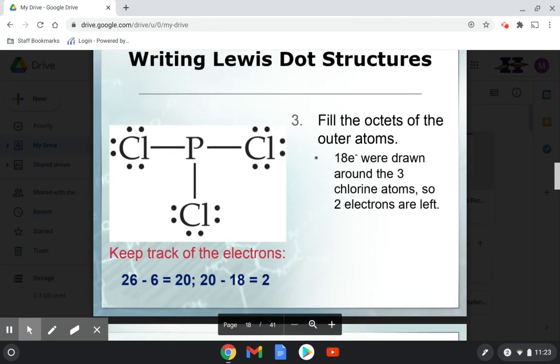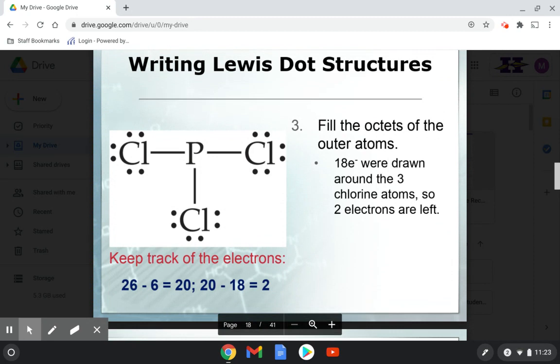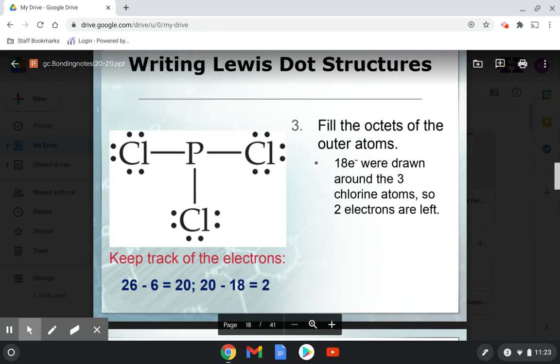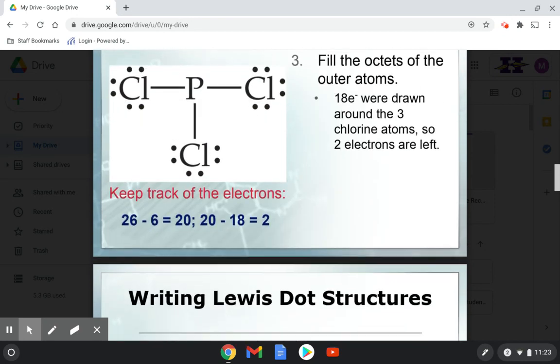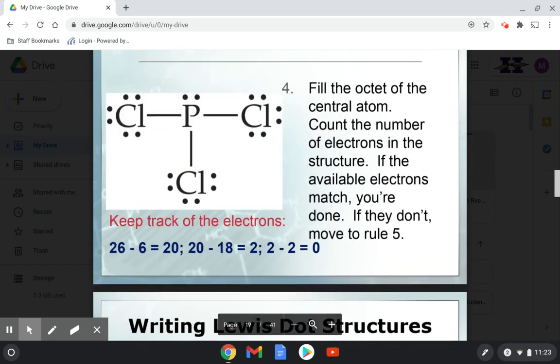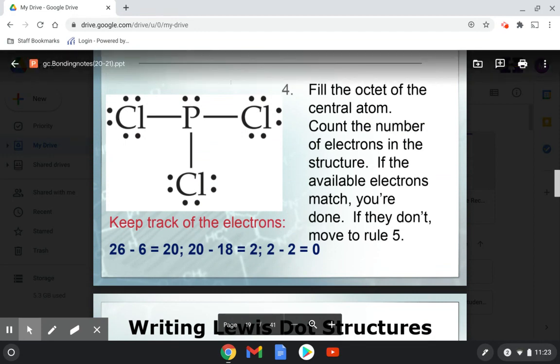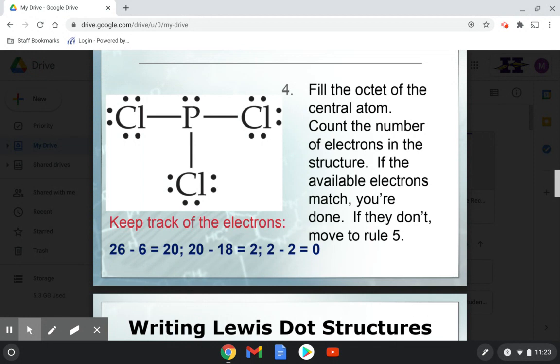After we do the bonding, we fill the octets of the outer atoms. So we draw the 6 for each one here. And then we have 2 electrons left after drawing all the paired electrons for all the chlorine atoms that we see. We finish up by adding the 1 lone pair to phosphorus. So all of our valence electrons are accounted for.